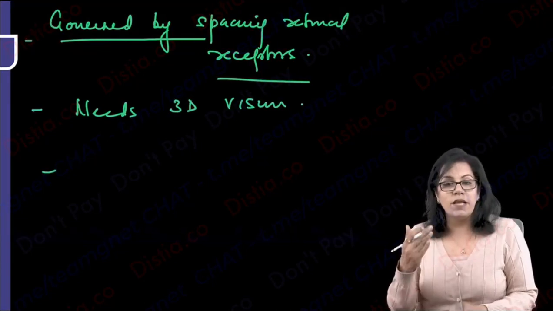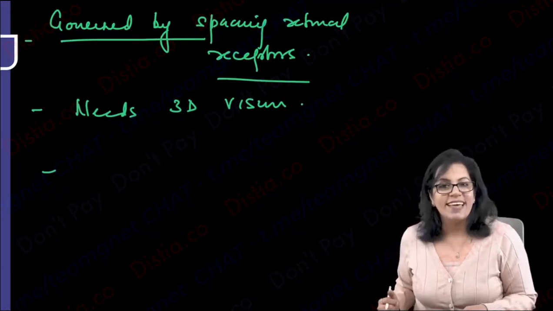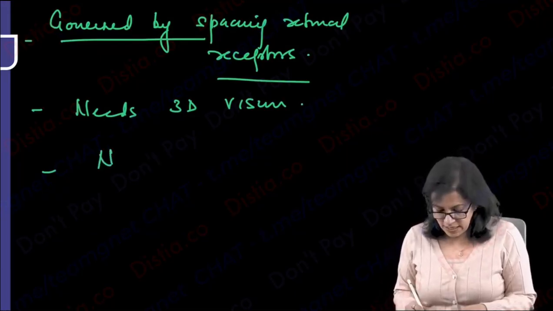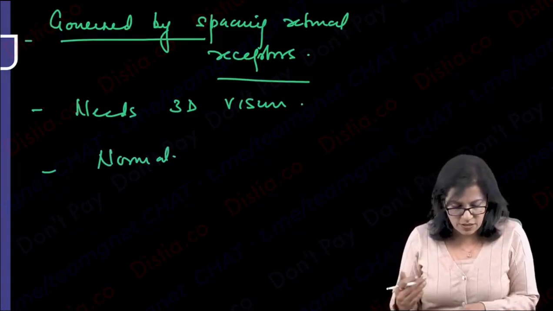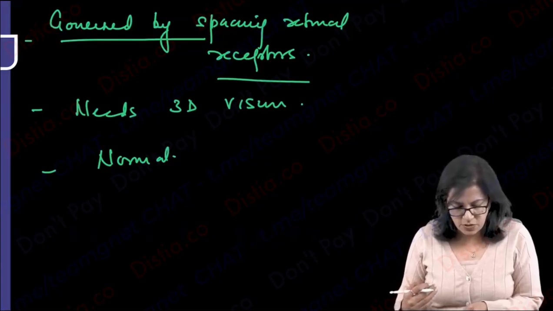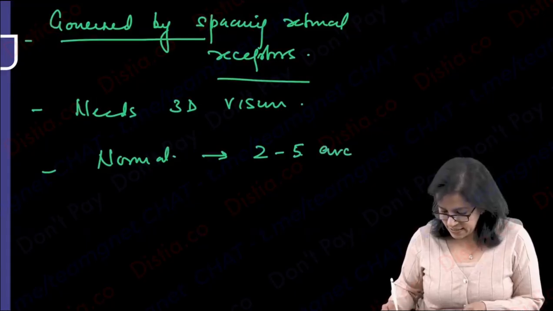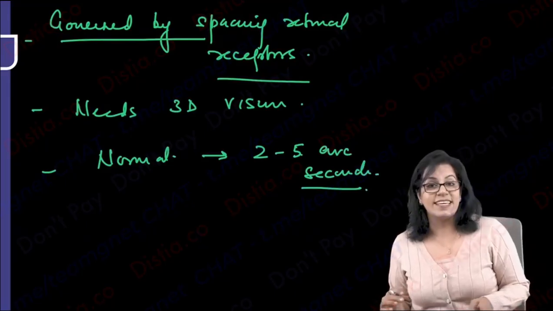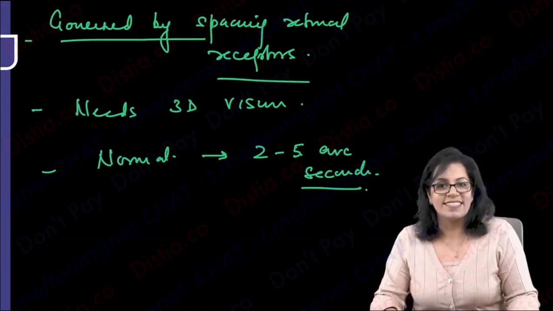And what is the normal value? This is a little additional point. It has not been asked in the exam, but we should know it. Normally, the resolution of our eye, you have to understand this way, for normal humans it is around 2 to 5 arc seconds. Okay. So this is not in minutes, we are now in seconds. So this is 2 to 5 arc seconds.